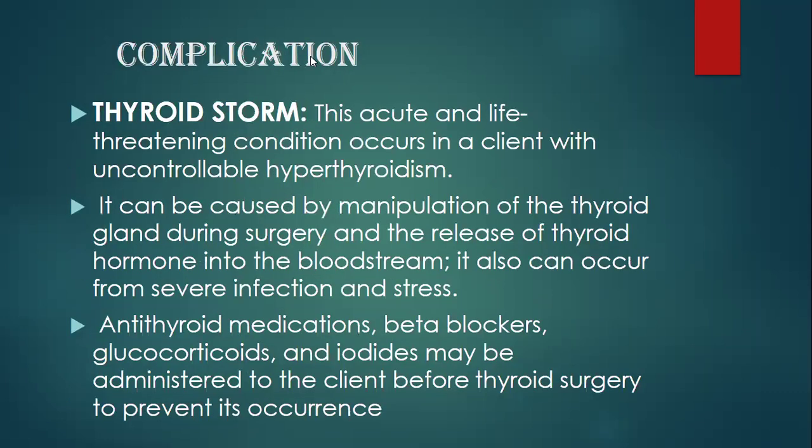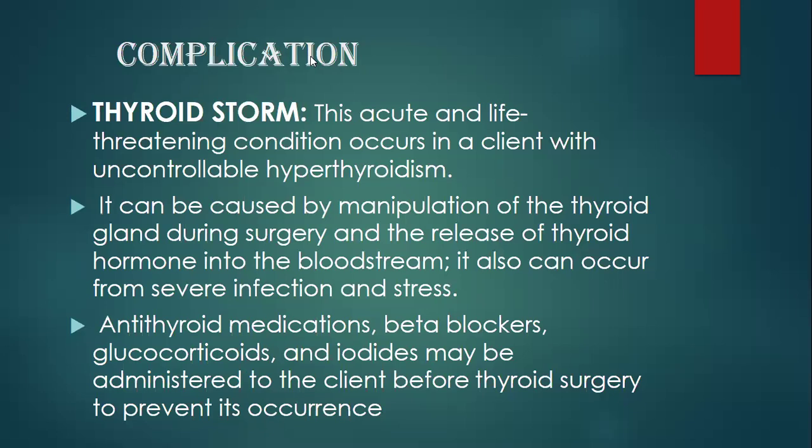So now, what is the complication of hyperthyroidism? The major complication we have is thyroid storm. You know, when we're talking about hypothyroidism, we talk about myxedema coma. But for hyperthyroidism, a patient is going to have thyroid storm. So the T3 and T4 will be produced to a level that this patient will come down with what is called thyroid storm. So what is thyroid storm?